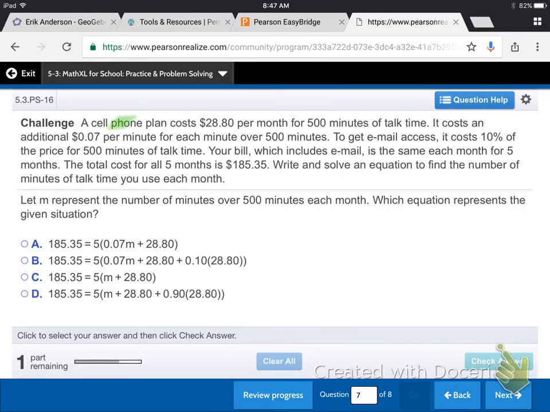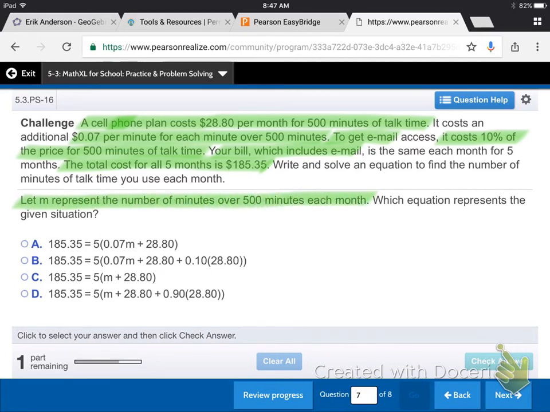Okay, let's see if we can get through one more. A cell phone plan costs $28.80 per month for 500 minutes of talk time. It costs an additional 0.07 dollars, or 7 cents, per minute for each minute over 500. You guys understand that, right? To get email, it costs 10% of the price for 500 minutes of talk time. And your bill, which does include email, is the same each month for 5 months. And the total cost for all 5 months is $185.35. Write and solve an equation. Okay, let M represent the number of minutes over 500 each month. Which equation represents the given situation?